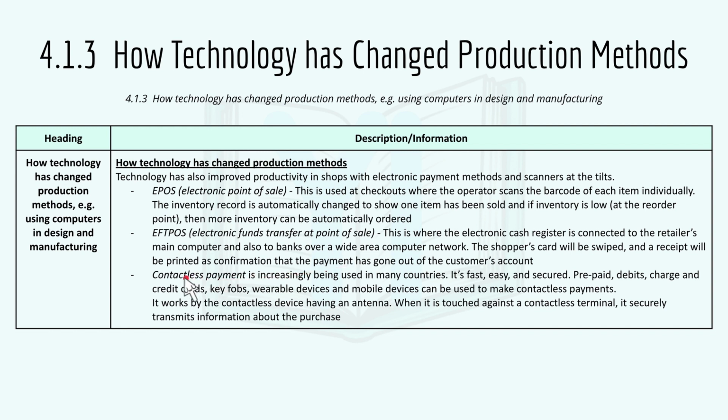And number 3, contactless payment is increasingly being used in many countries, like e-wallets. It's fast, easy and secure, and prepaid, debit, charge and credit cards and key fobs, wearable devices and mobile devices can be used to make contactless payments. It works by the contactless devices having an antenna, and when it is touched against a contactless terminal, it securely transmits information about the purchase.